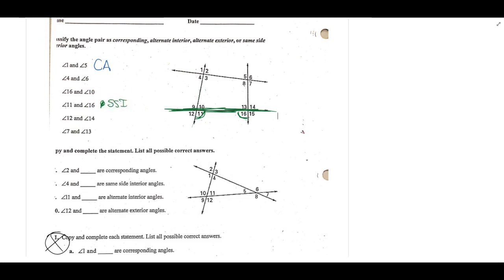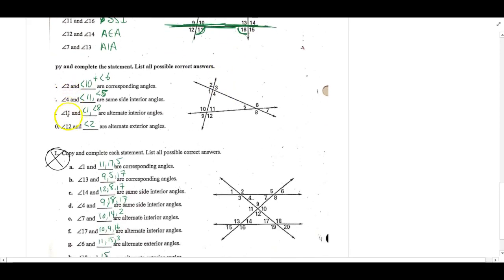I'm going to go ahead and reveal the remaining answers from page 2. Here are those remaining answers. And I'm going to take one from the middle section here just to walk through with you. So we'll take this one. It says 11 and blank are alternate interior angles. And so here's angle 11. We'll mark it here in green.